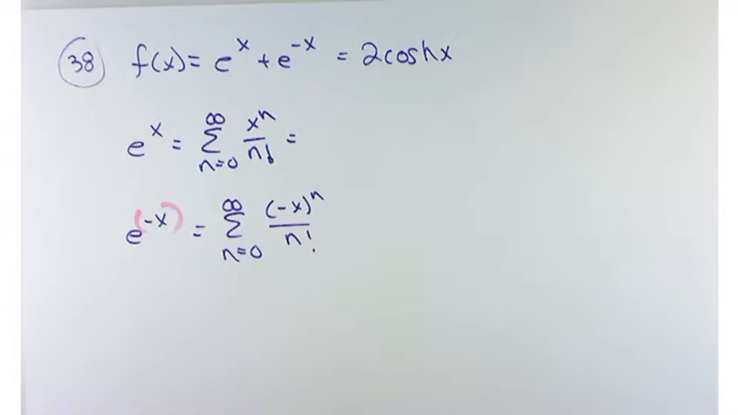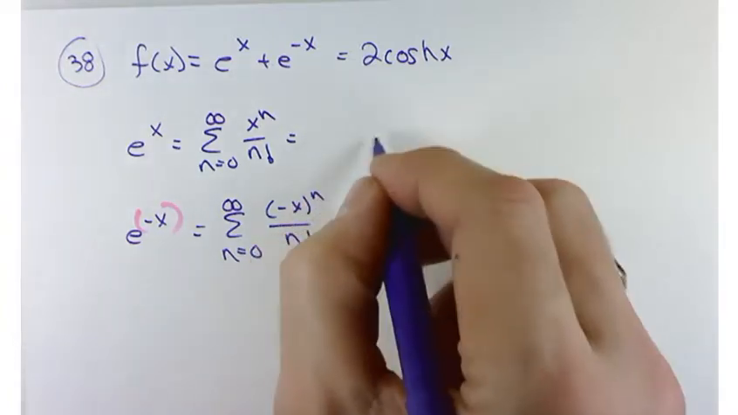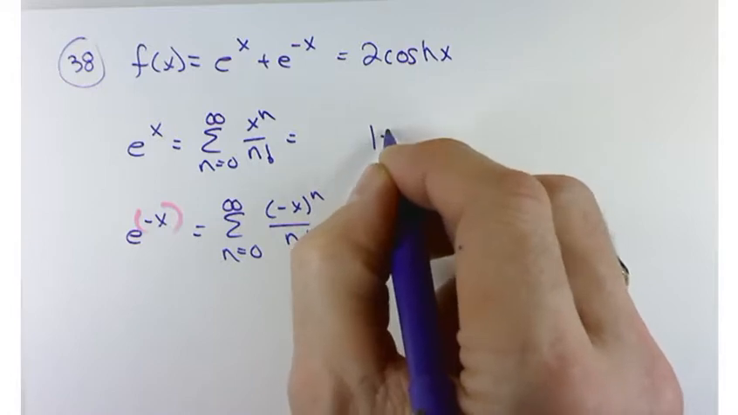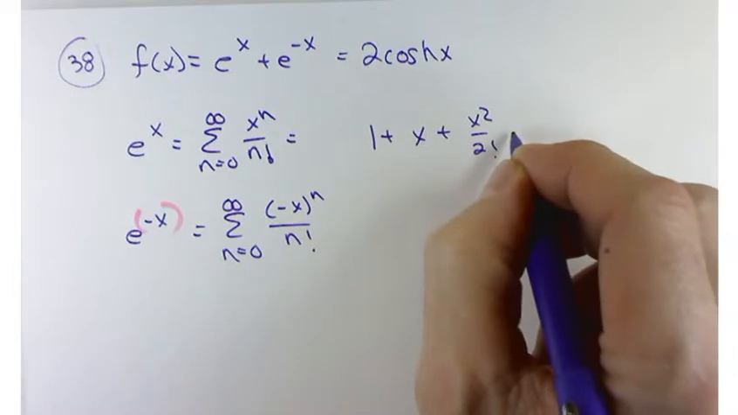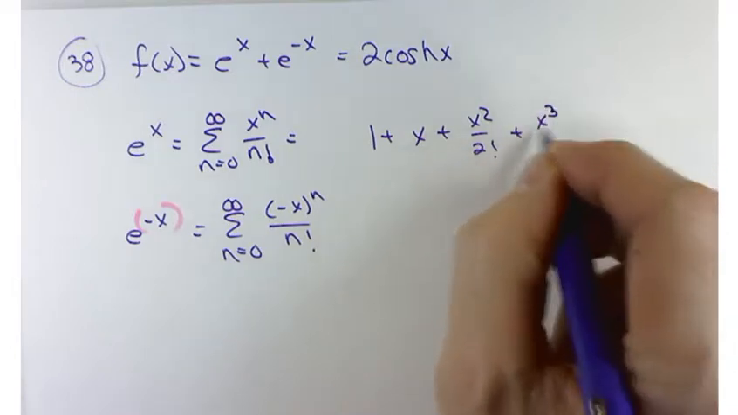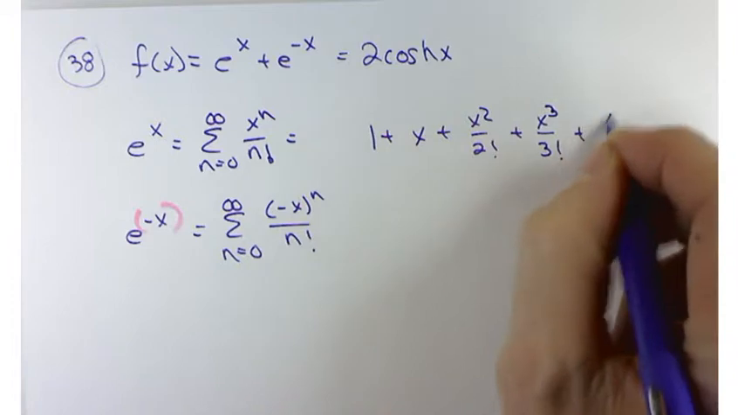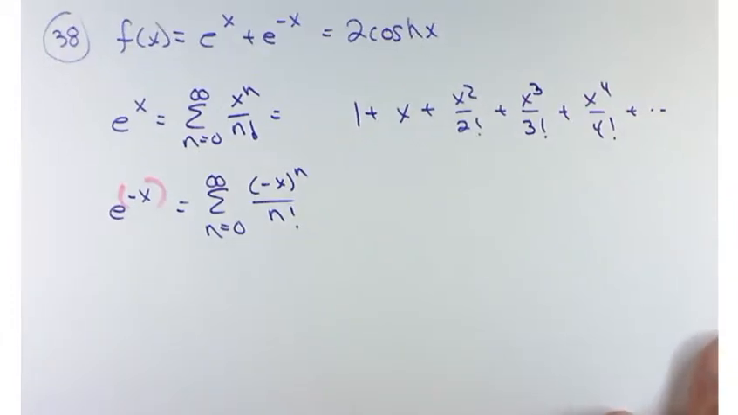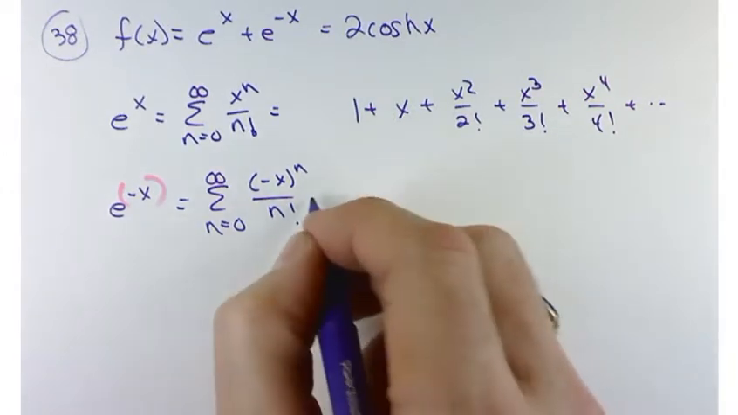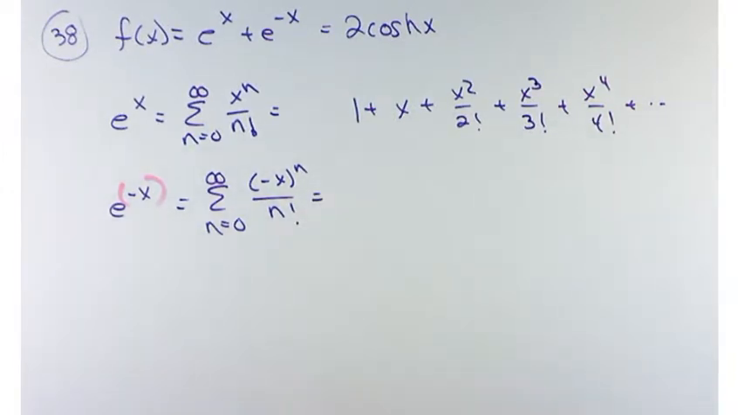Nice. So what happens if you expand this? Well, the first few terms of this series are going to be 1 plus x plus x squared over 2 factorial plus x cubed over 3 factorial, and so on. And I'm almost going to get the same thing for this series. What's the one difference in that second series? It's going to alternate. For your even powers, it's going to be positive. For your odd powers, it's going to be negative.